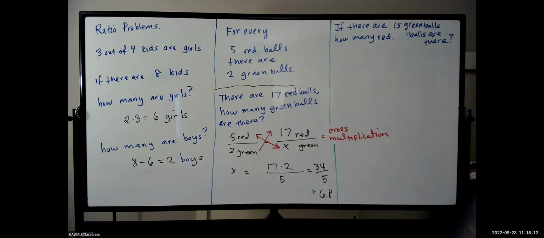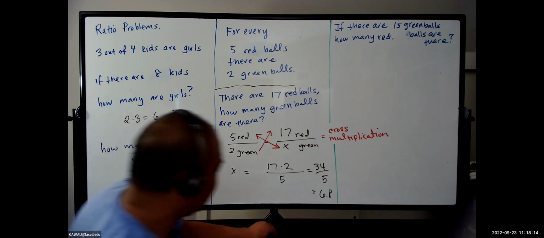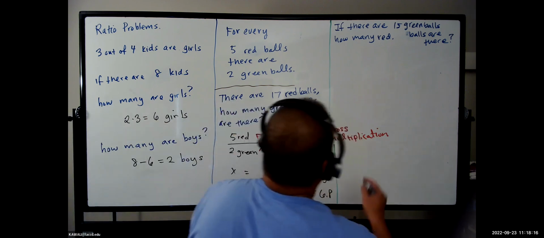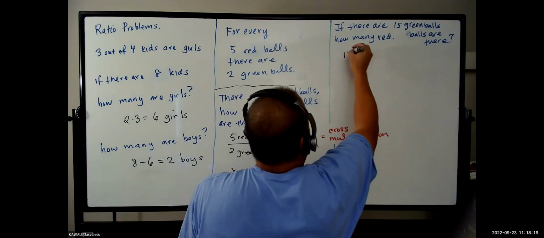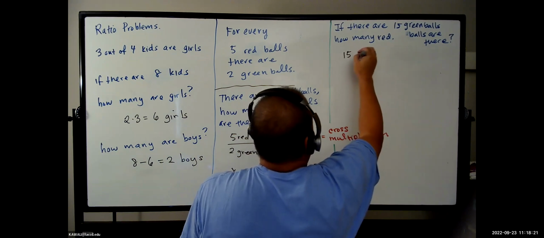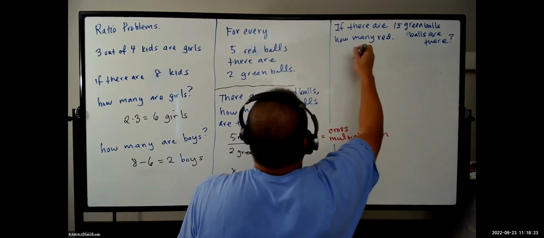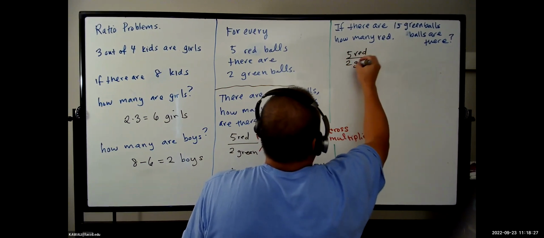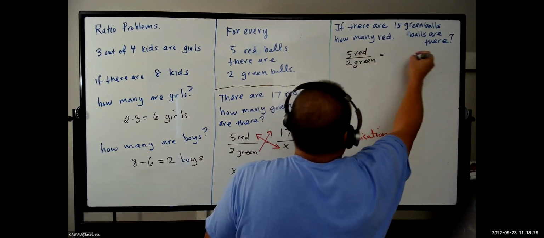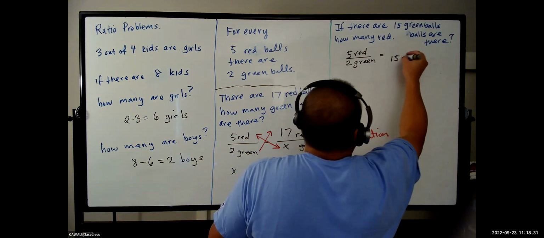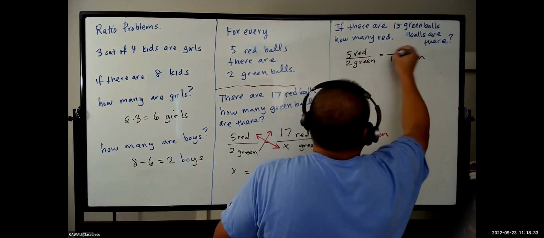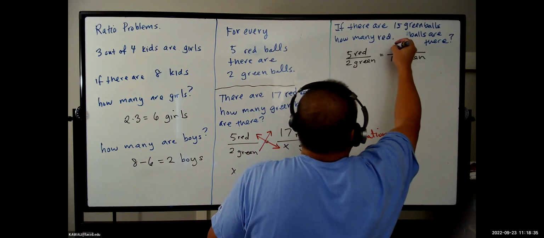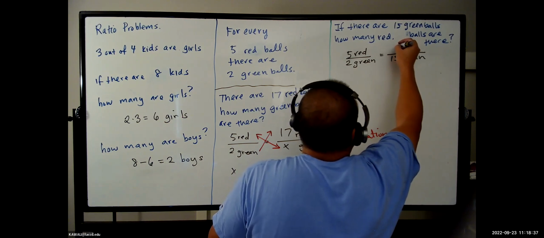$37.5. Let's see, I haven't done it yet. Let me catch up to you, right? So I have 15. Well, okay, let me go. I have 5 red over 2 green. And then I have 15 green over X.